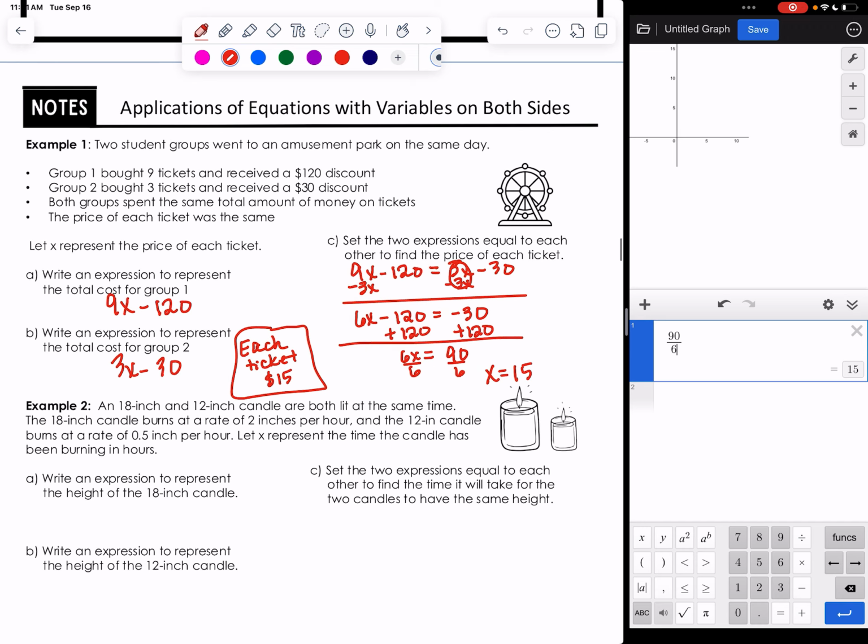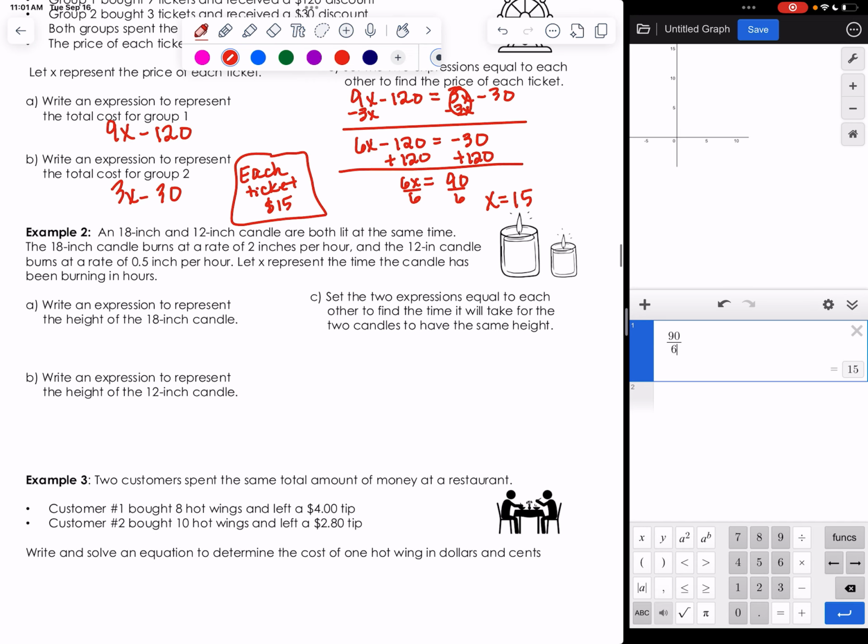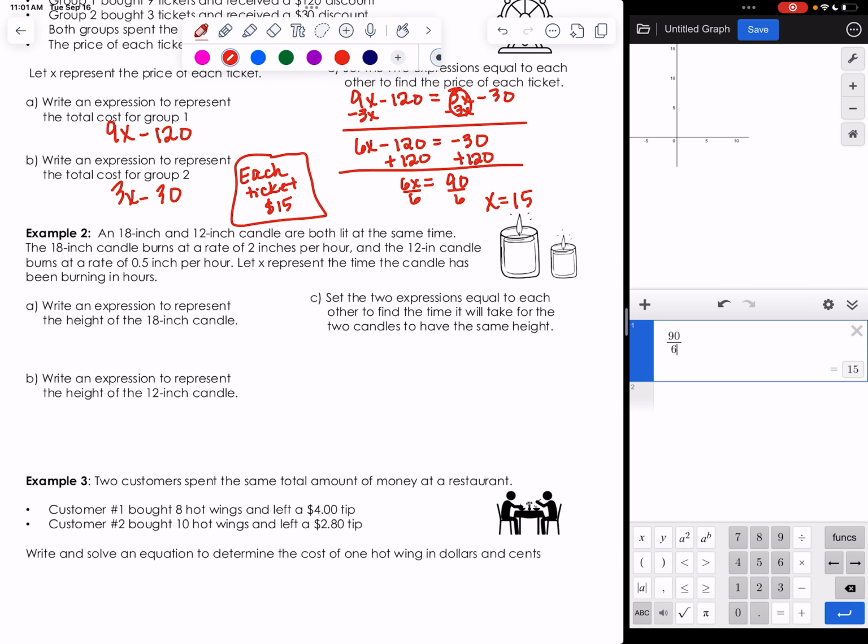All right, look at example 2. An 18-inch and a 12-inch candle are both lit at the same time. The 18-inch candle burns at a rate of 2 inches per hour. The 12-inch candle burns at a rate of 0.5 inches per hour. Let x represent the time the candle has been burning in hours.